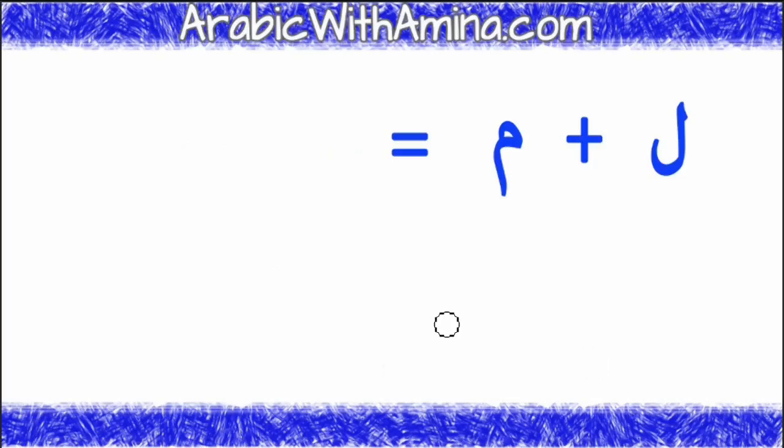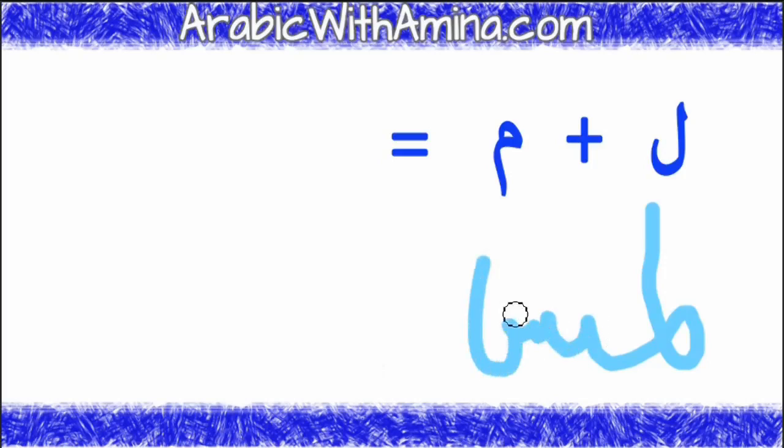But sometimes it can be written differently. It could be written like this, being the lam, and then this the mim. So it's like a little letter B, and then we finish the word. Lamis, which is a girl's name.